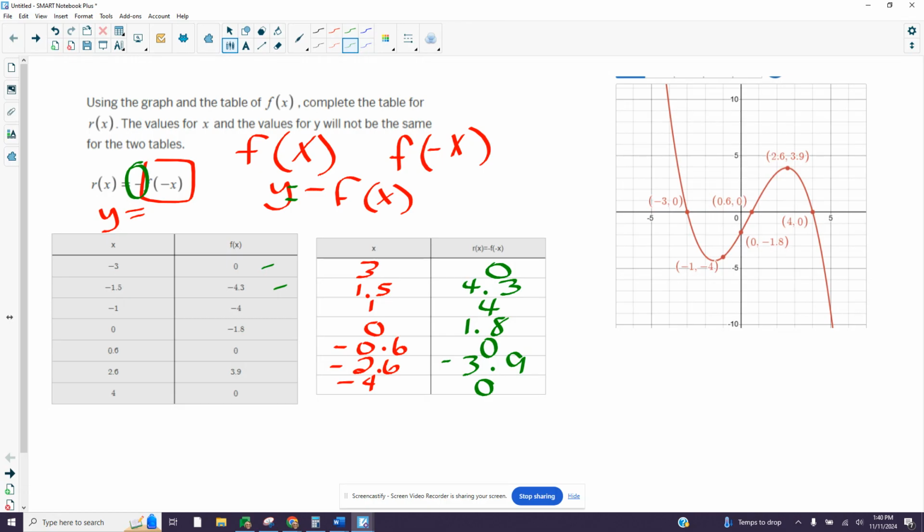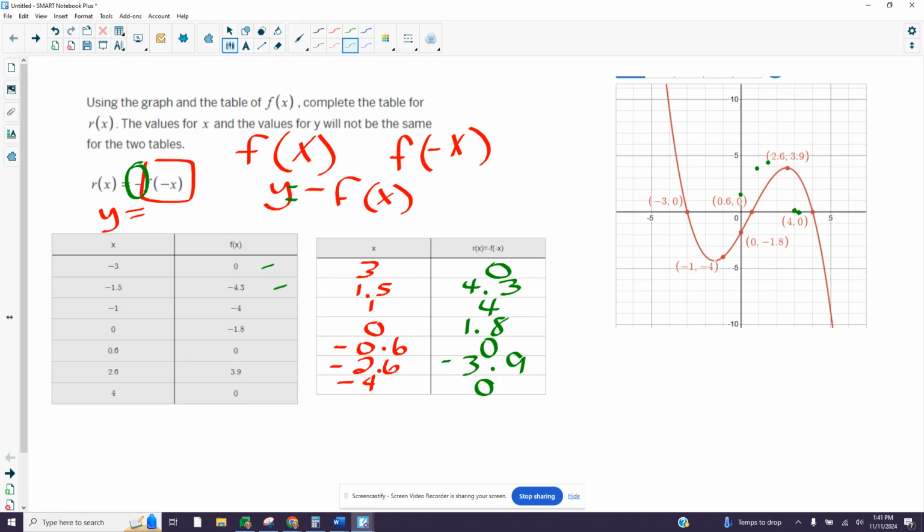So your new points, if you wanted to plot them, would now be 3, 0. So we'd have positive 3 and 0 here on the graph. Then we'd have 1.5 and 4.3, so about right up here. Okay, and then we'd have 1 and 4 here. We'd have 0 and 1.8, so almost 2 right there.